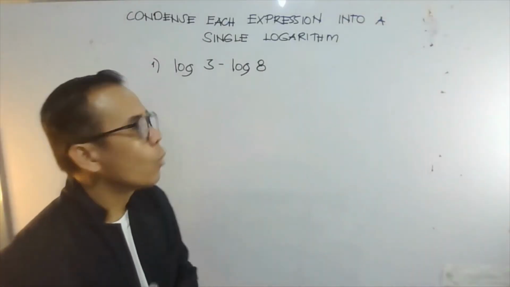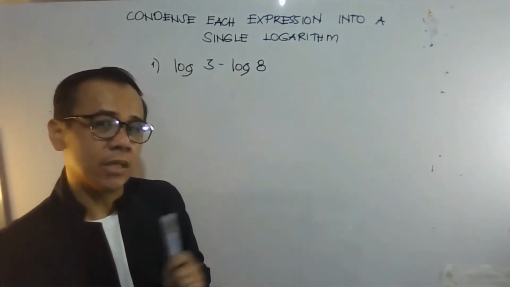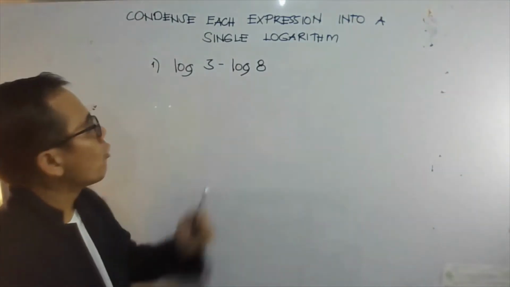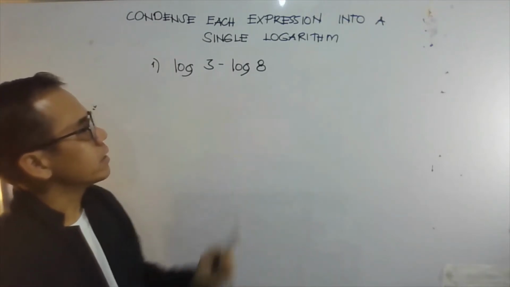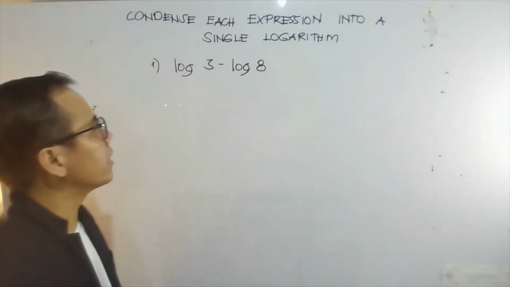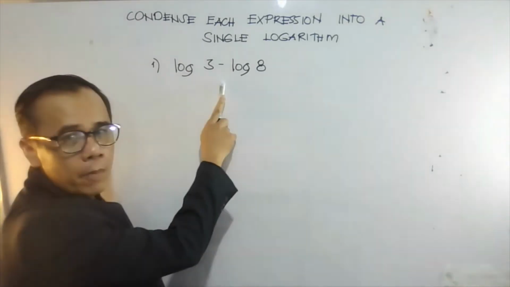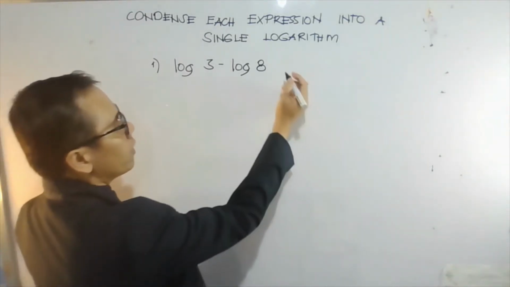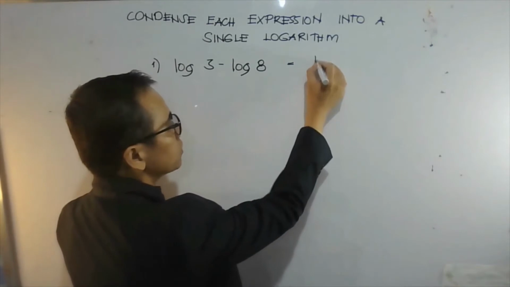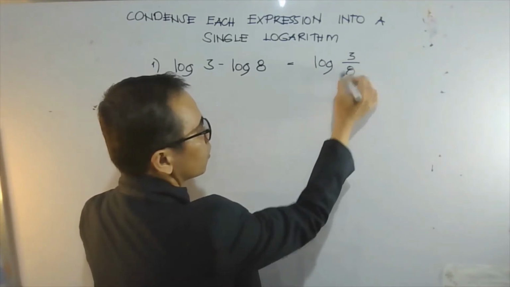We're going to proceed now on how to condense an expression into a single logarithm. So we have here an example: log 3 minus log 8. We are asked to condense this expression into a single logarithm. As we can see, this is subtraction, so this comes from the quotient rule. Applying property number 6, this is now equal to the log of 3 over 8.